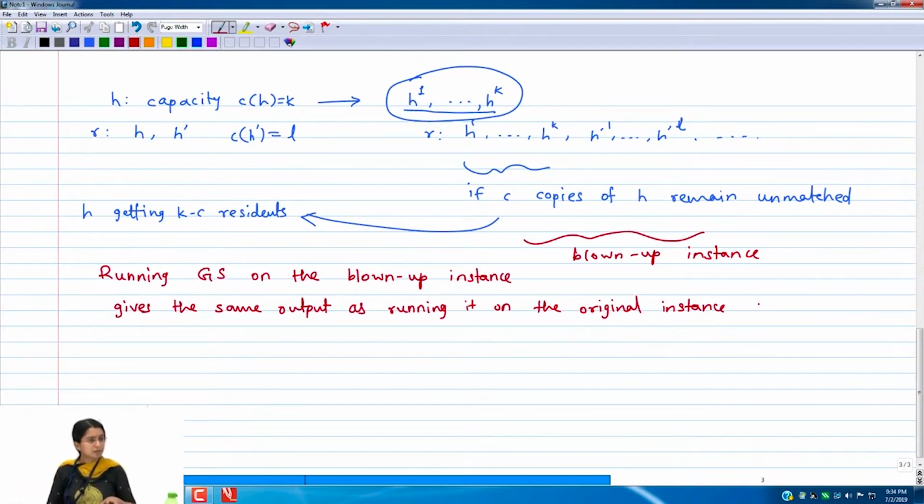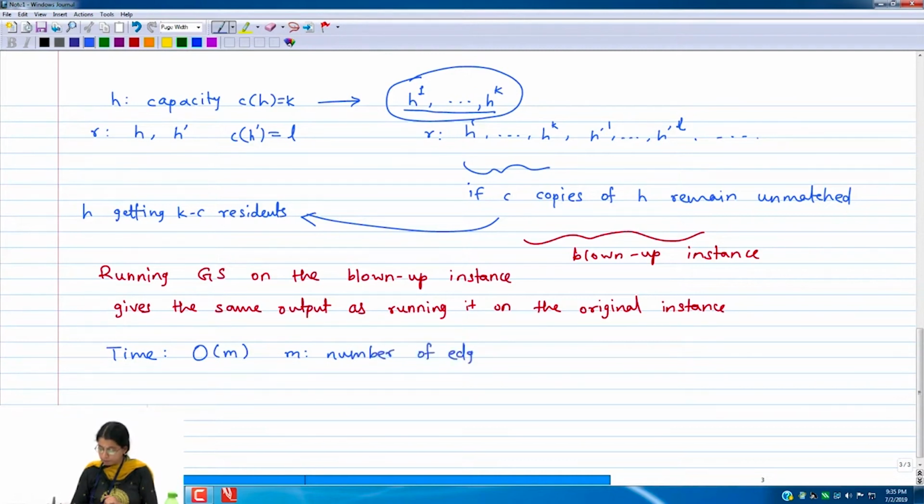Linear? Yes. So the time is, because in the one-to-one setting, every man proposes to every woman at most once. So we can say that this is order m, where m is the number of edges in the underlying graph. So this is for the one-to-one case.